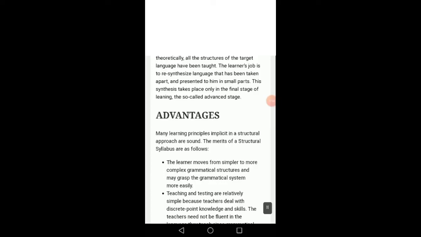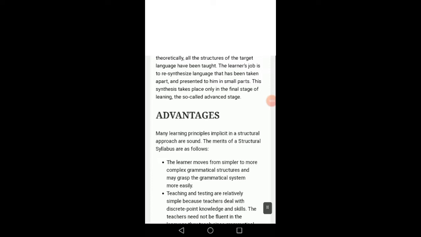Believe that the simpler things should be taught first, and a little complex things should be taught after that. Okay, so that is a basic principle, and it is utilized by scholars and by syllabus designers all over the world. Teaching and testing are relatively simple because teachers deal with discrete point knowledge and skill.